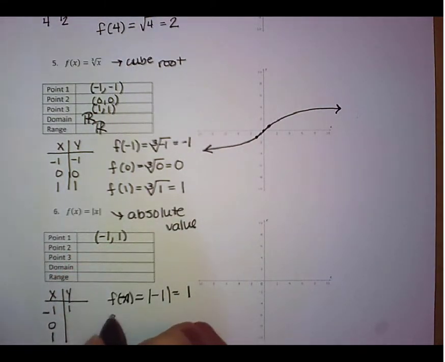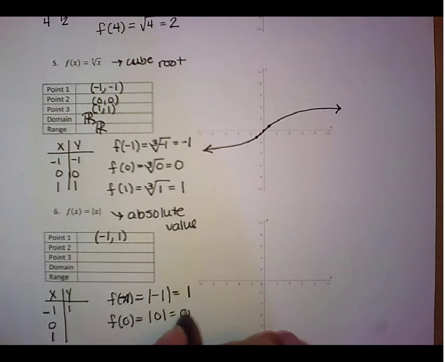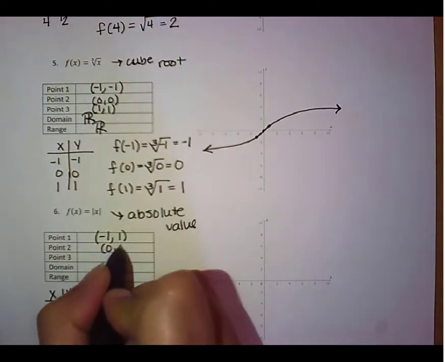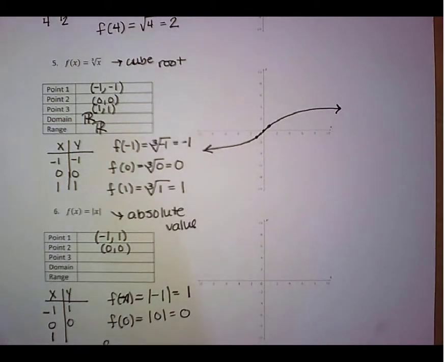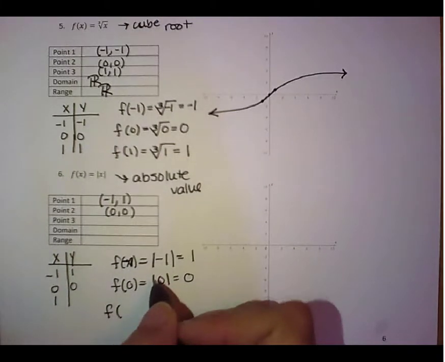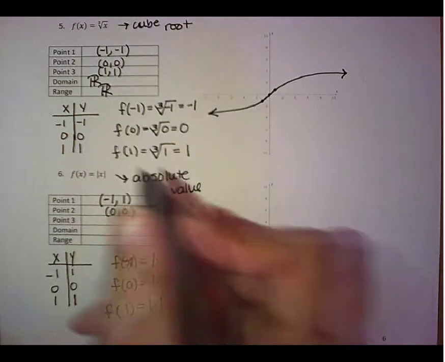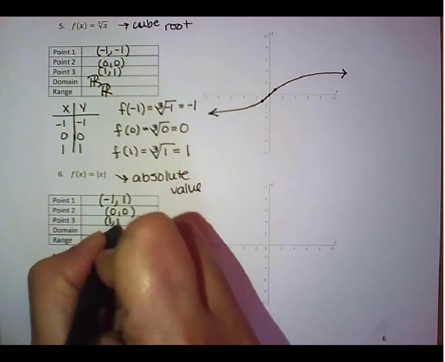So now we're going to do our f of 0, which is the absolute value of 0. Well, 0 is already positive, so it's just going to stay 0. So our second point is going to be the origin, 0, comma 0. And then we're going to do f at 1. This is going to be the absolute value of 1, which again is already positive, so it's just going to stay positive as a 1. And this is going to be the point 1, comma 1.